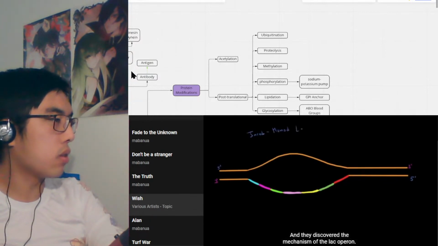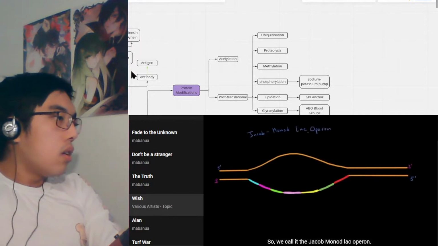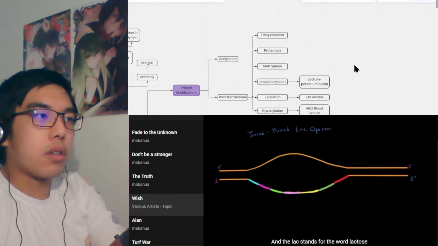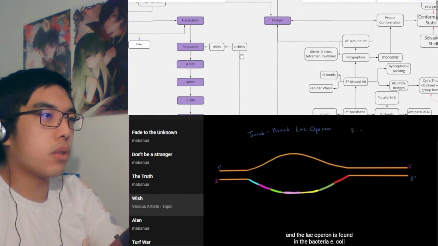And they discovered the mechanism of the lac operon. So we call it the Jacob-Monod lac operon. And lac stands for lactose. And the lac operon is found in bacteria, E. coli. So it's a prokaryotic cell.